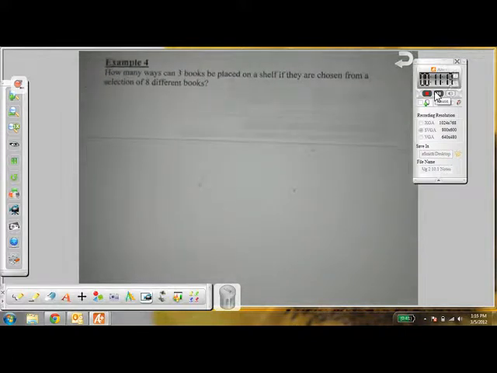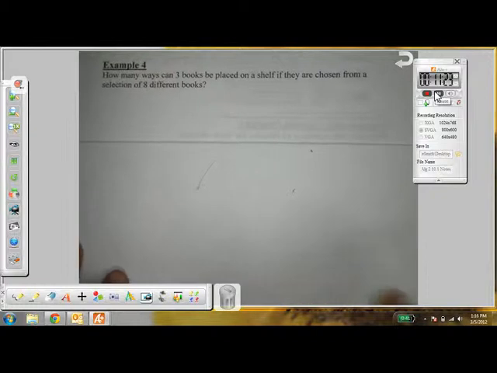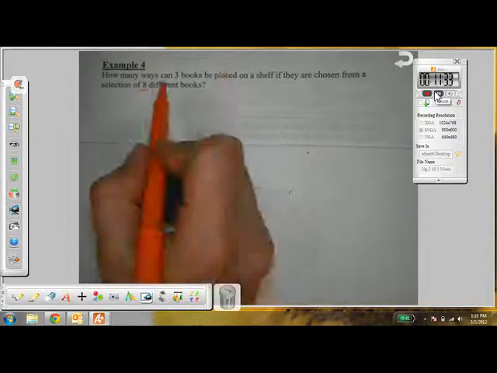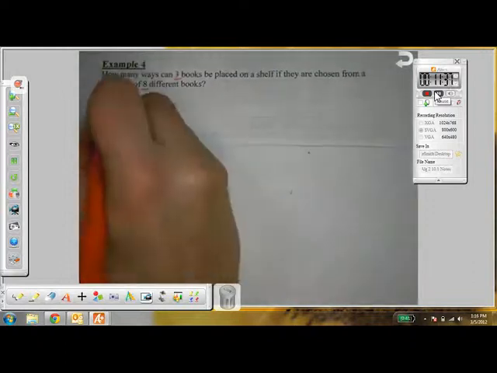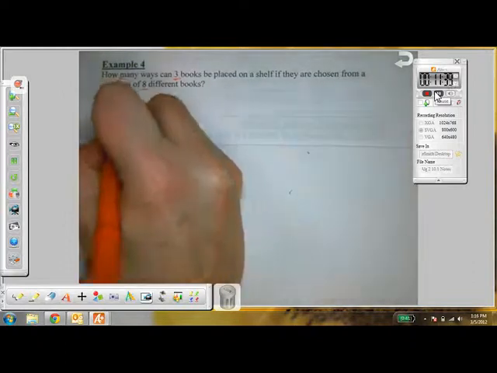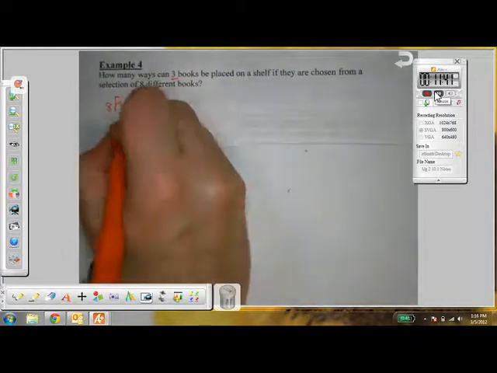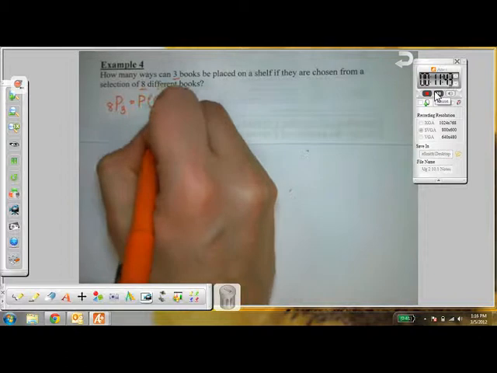Example 4, how many ways can 3 books be placed on a shelf if they are chosen from a selection of 8 different books? So what's the n in this case? 3. No, how many do we have to choose from? 8. We have 8 to choose from. How many do we take at a time? 3. We can only take 3. So does that make a little bit more sense? Yeah. Okay, so this is 8 permutated 3 times, or we can write the permutation of 8 and 3.